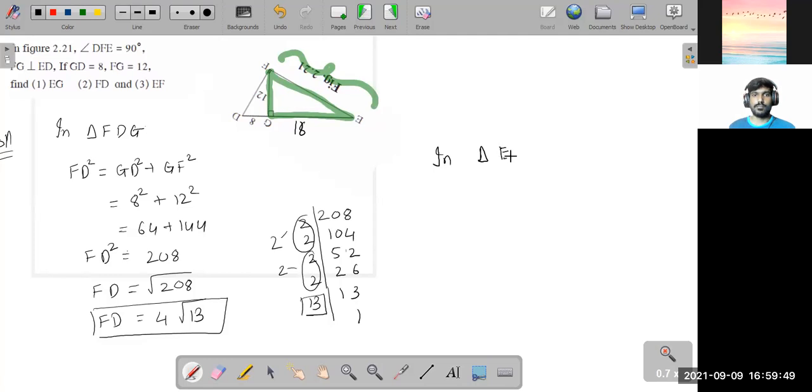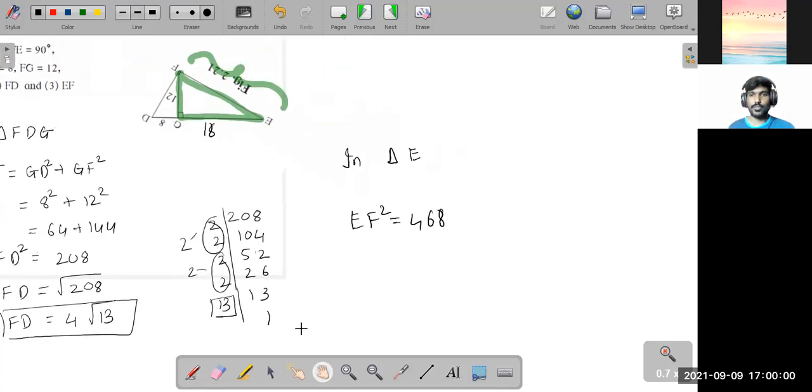EF square is 468. And you have to take the square root now. Take the square root of 468. Do the prime factor method. Can you do this? Do the prime factor method and tell me.